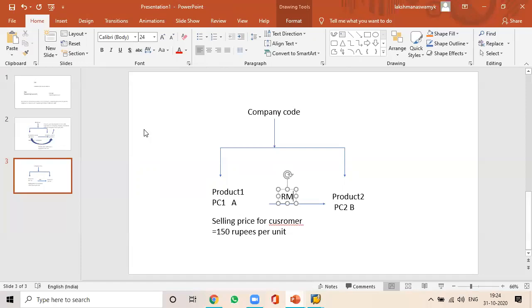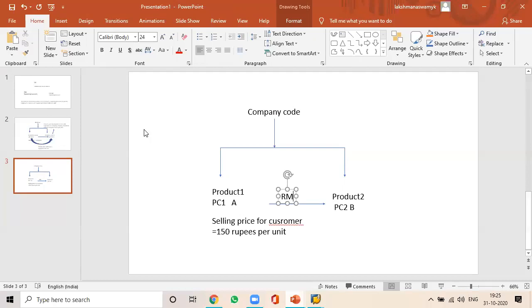Person A cannot supply the goods to person B at the cost price because he is responsible for the profitability of his product. Similarly, person B cannot purchase the product 1 from person A at the price charged to customers. It is too high. If B accepts the selling price charged to customers, the profitability of his profit center will be reduced. So 150 rupees is not acceptable either to A or B.